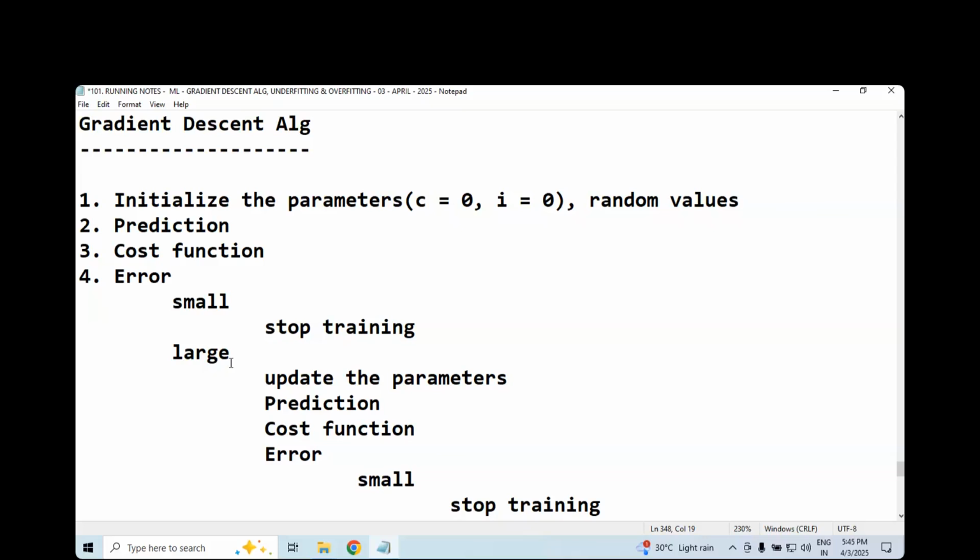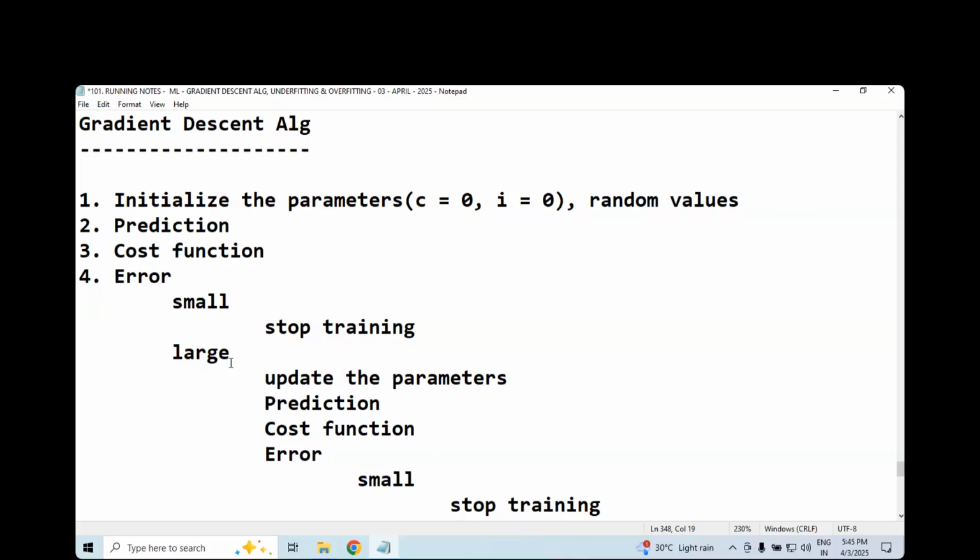The ML algorithm cannot talk with the gradient descent algorithm. It will talk to the cost function: hey cost function, I have done the prediction, help me with the error, or tell me whether my prediction is right or wrong. Go to the cost function topic, which I already covered. The cost function will calculate the error. Once it has calculated the error, it is checking time: is the error small or big?